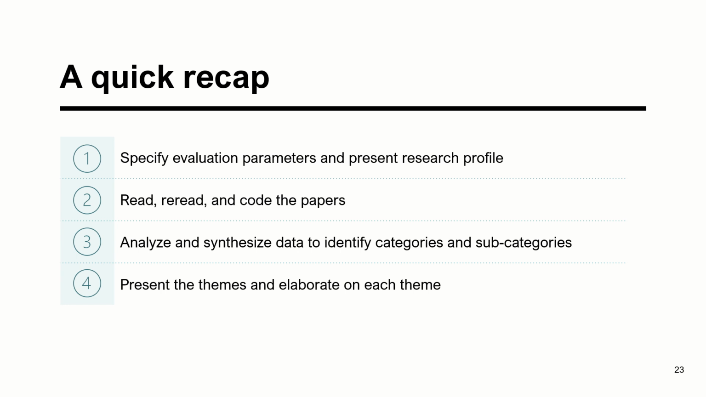With a quick recap, let's end this session. First, what did we discuss over here? We looked at evaluation parameters and we looked at how you present a research profile. We looked at the coding process where we looked at reading, rereading, and coding the papers. How do you go about synthesizing this data in terms of identifying categories and subcategories and presenting the themes, which is where you talk about each theme in detail, what literature formed a part of that theme, and what that literature discussed within the context of that particular theme. Thank you.